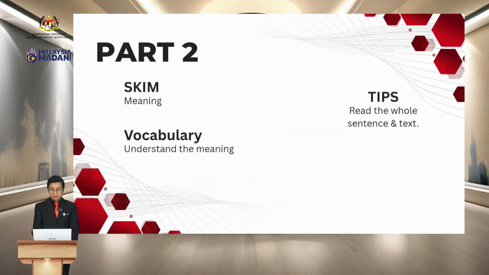Okay, now let's look at part 2. Part 2 is the rational clues question. We will be given a long text with 10 blanks which we need to fill with the answers given. First, we need to skim for the meanings. We need to read the whole text and work out the meaning that the text is going to tell us. And of course, we need to understand the vocabulary. In the answer choices given, we will be tested on vocabulary, meaning we need to be able to understand the meanings.